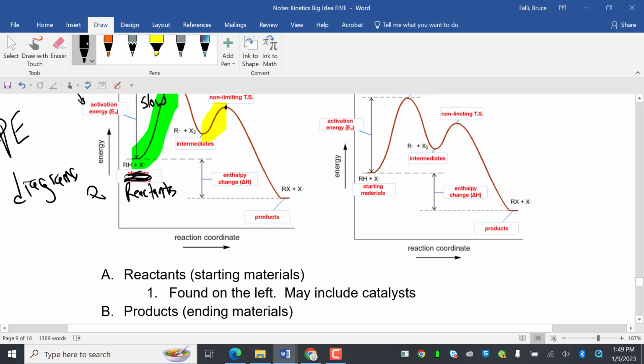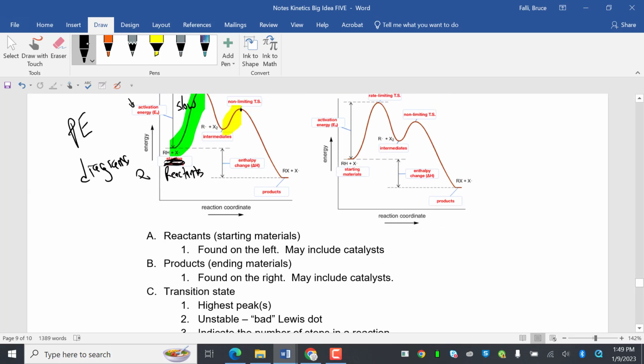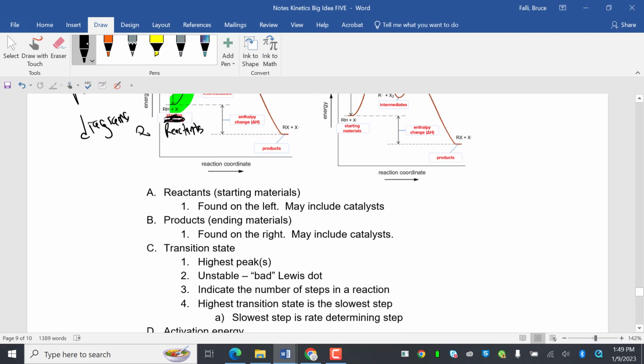Okay, reactants are the starting materials. They're found on the left. They may include catalysts. Products, the ending materials, are found on the right. They may include catalysts. The transition state is the highest peaks. Unstable is bad, Lewis dot. So that means they're unstable. If you have a bad Lewis dot, it doesn't exist for very long. It falls apart.